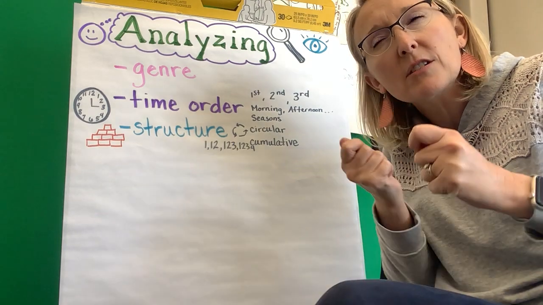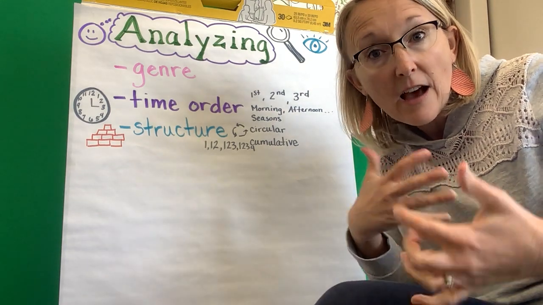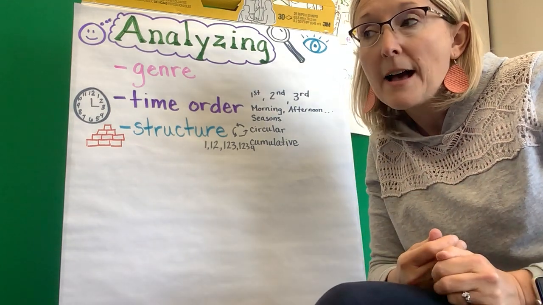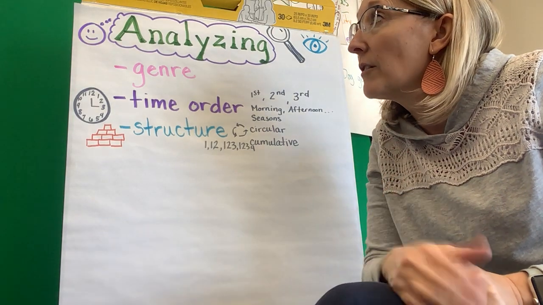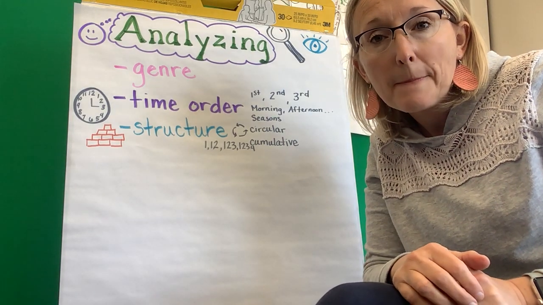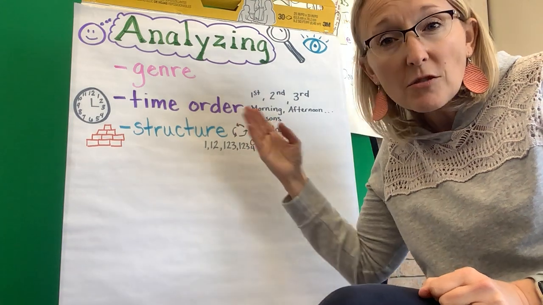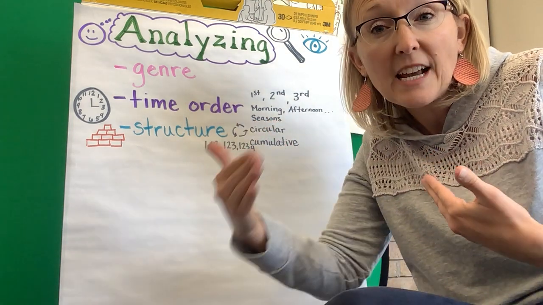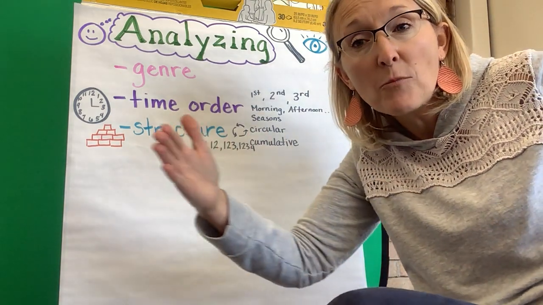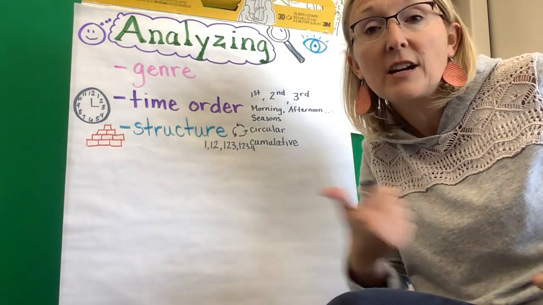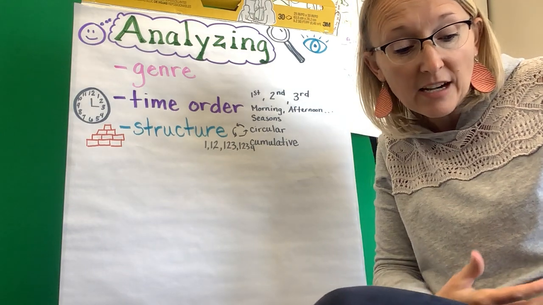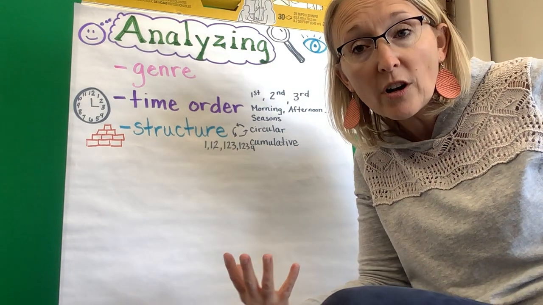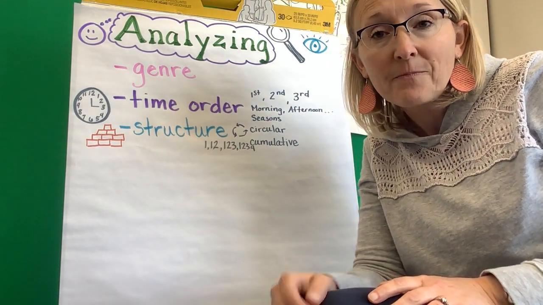You could pick up a book and you could say, ooh, this book is a fantasy or a fairy tale or a folk tale, right? You could give the genre. You can also talk about if the book goes in time order. Does it go first, second, third? Is it organized by morning, afternoon, night? Is it organized by season? Is it organized by like the course of a storm? Does it go in order?